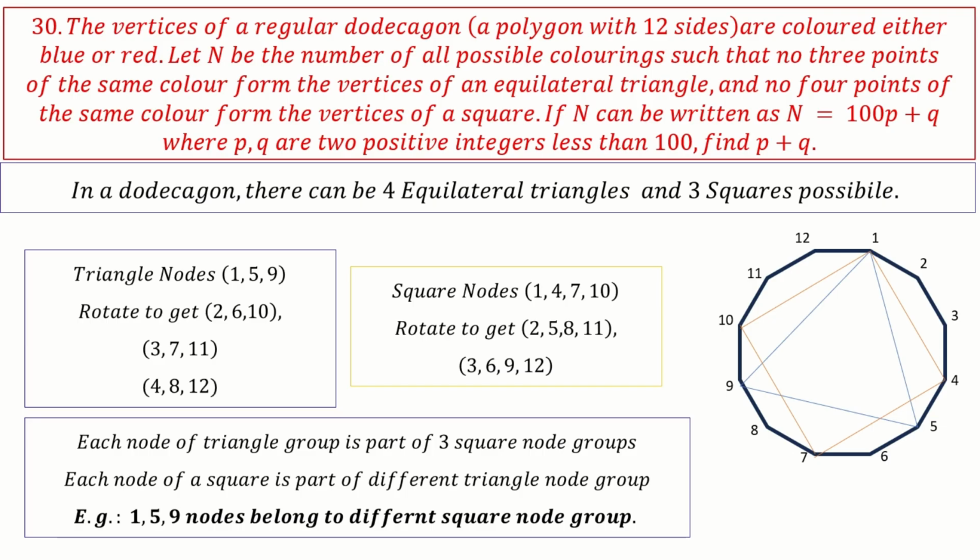Each node of the triangle group is part of a different square, which is one thing you need to understand. If you take the triangle group 1, 5, 9, then 1 is part of this square, 5 is part of this one, 9 is part of this one. All different. 2, 6, 10, same. 2 is here, 6 is here, 10 is here. Similarly, if you take a square, then its nodes are part of 4 different triangles: 1, 4, 7, 10. So this is one property which you need to understand. Now next up.